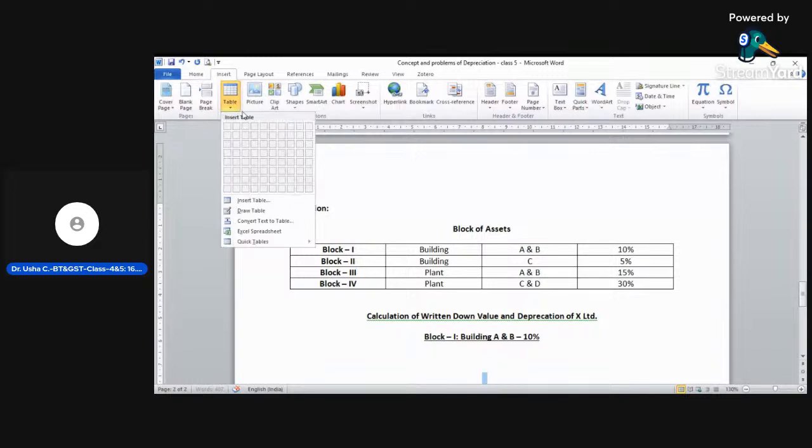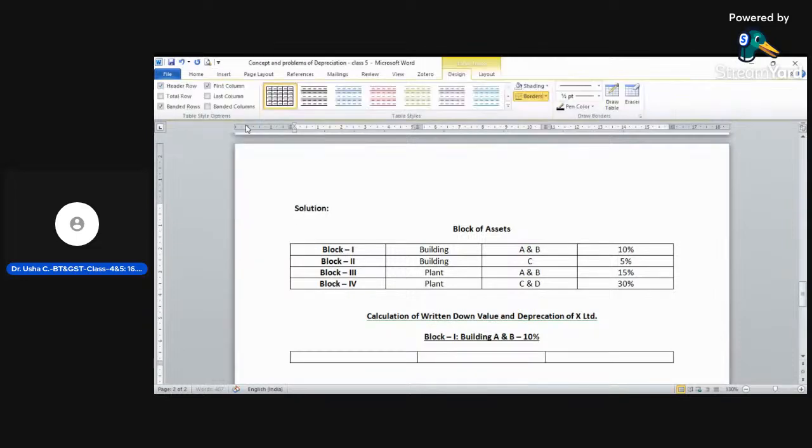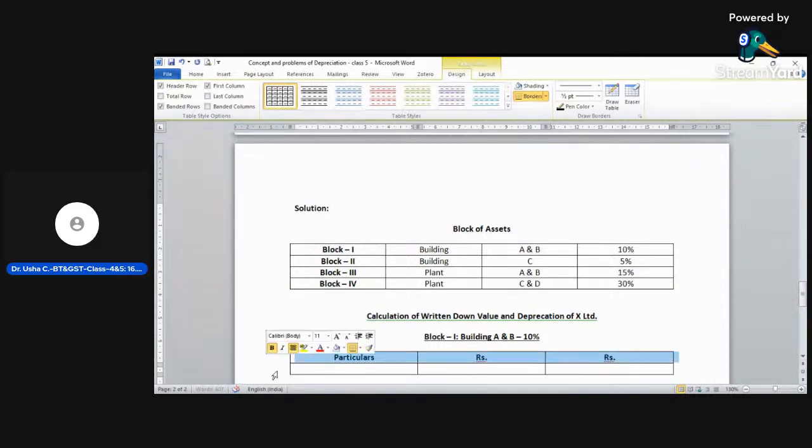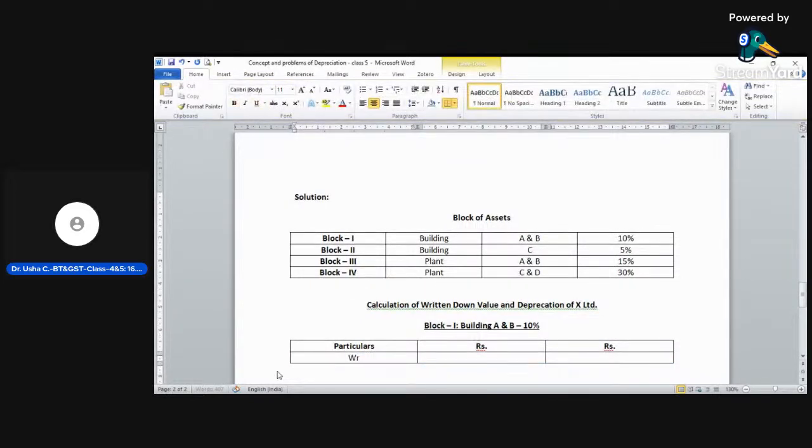Now let us go into the format. First one is particulars. Second one is amount in rupees. The last column is also amount in rupees. Okay, which is the first item? The first item to be taken is written down value, the written down value of building A and B as on 1st April 2022, is it?